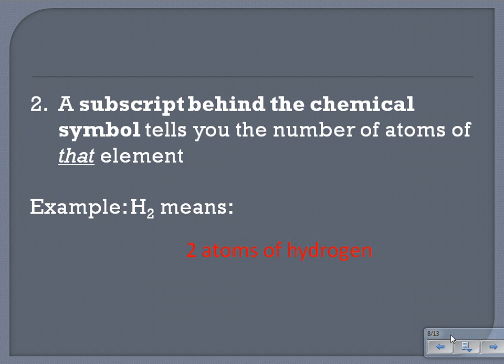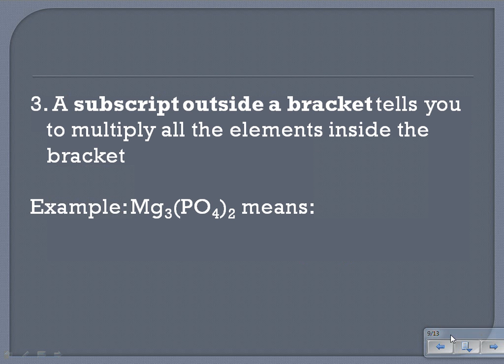All right, rule number 3. A subscript outside of a bracket tells you to multiply all the elements inside the bracket. So Mg3(PO4)2, with a little 2 outside the bracket, means you have 3 atoms of magnesium, because again, this 3 goes with the element before it. Now we have some phosphorus and some oxygen, okay, but we also have a 2. So the 2 actually applies to everything inside of the bracket. So it applies to the phosphorus and it applies to the oxygen.